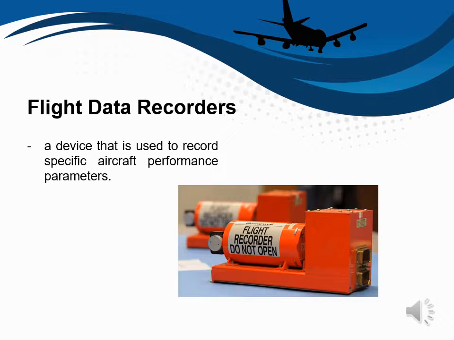Flight data recorders, commonly known as the black box, are devices used to record specific aircraft performance parameters. The information that the flight data recorder records helps investigators establish the cause of an incident or accident. Though it is known as the black box, the device is painted bright orange in order to be identified easily.